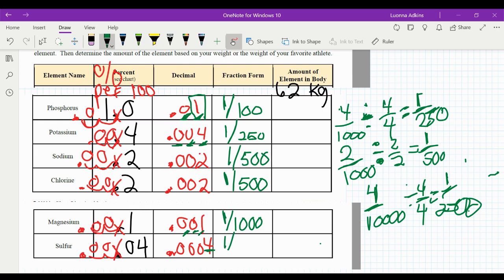So 1 out of 2,500. Next thing we're going to do is come back and calculate the amount of element in a person that weighs 62 kilograms.